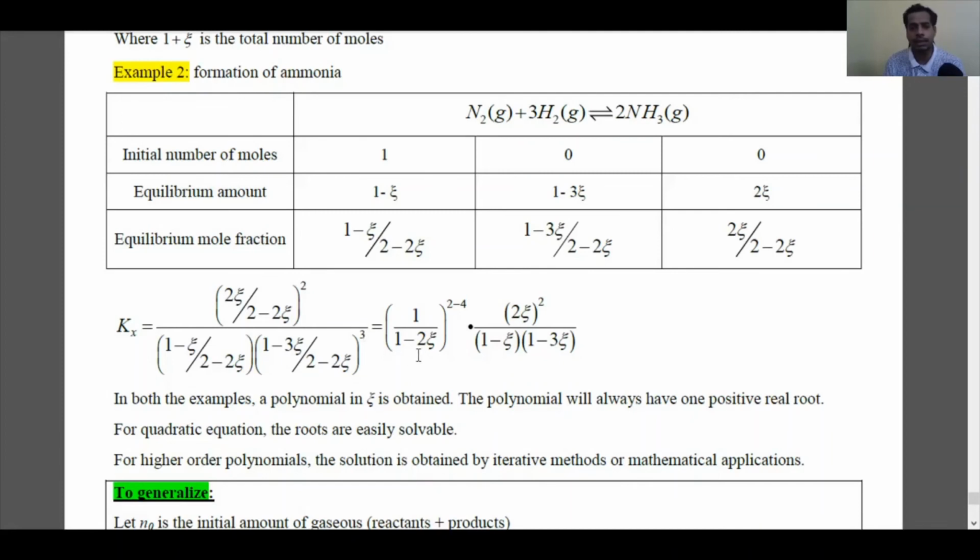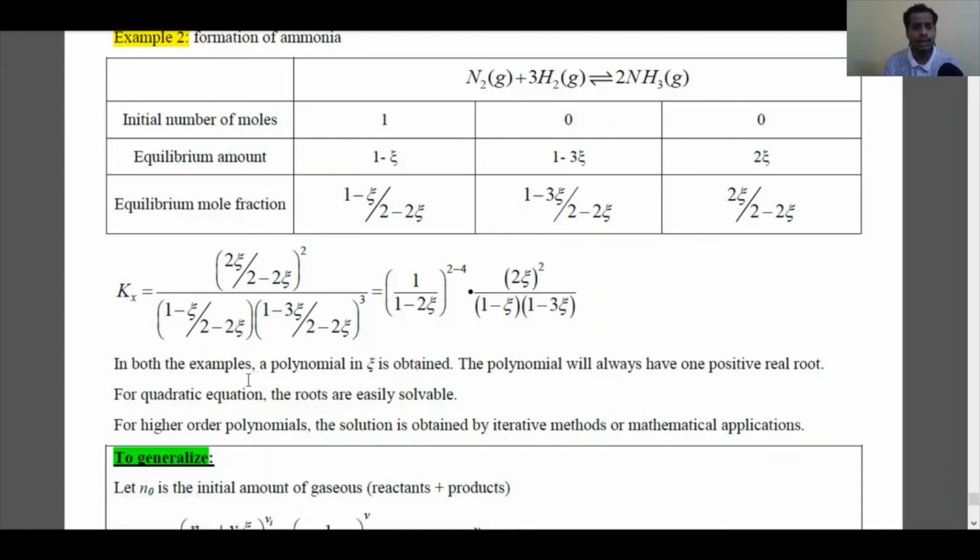Again, I can separate the total number of moles. This is just a rearrangement. And what is the total number of moles here? 4 minus 2 xi. Again, this is a printing mistake. This should be 4 minus 2 xi. Two mistakes are here: this 0 should be 1 and this 1 should be 2.